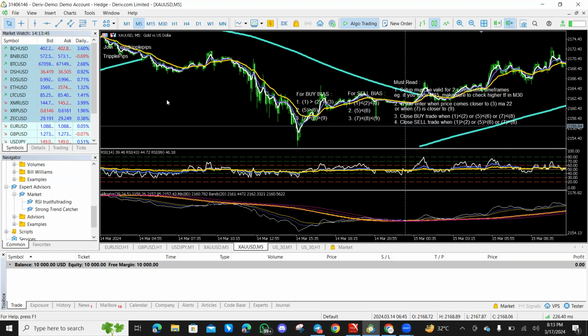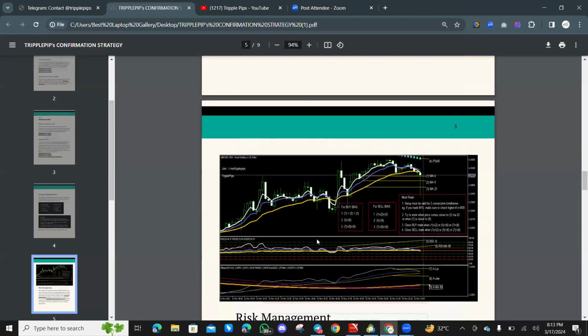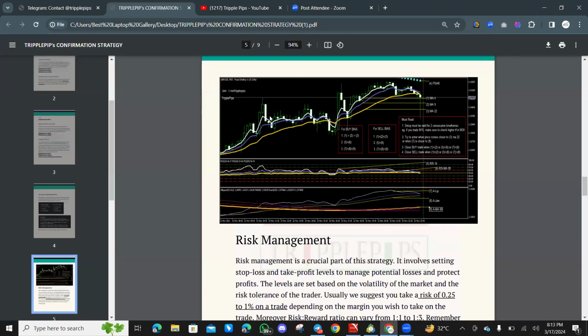Now, visually, the strategy may seem a little bit easy, but there are some crucial and important points which we have described in this PDF. Like here in this picture, we are clearly showing you which indicators we are referring to as number 1, 2, 3, as 5, 6, and 7, 8, 9, right?